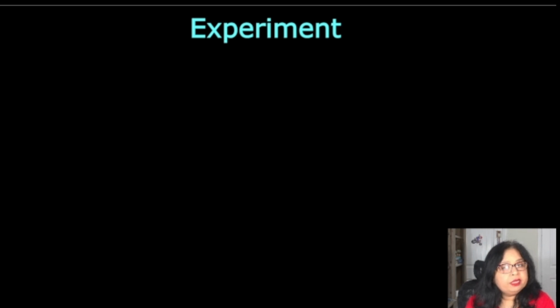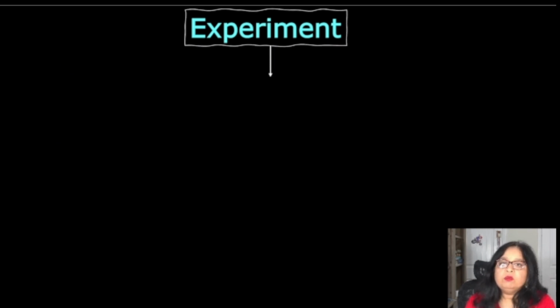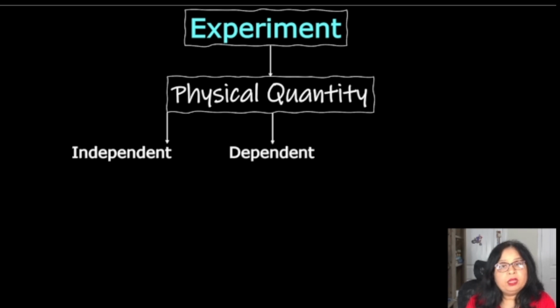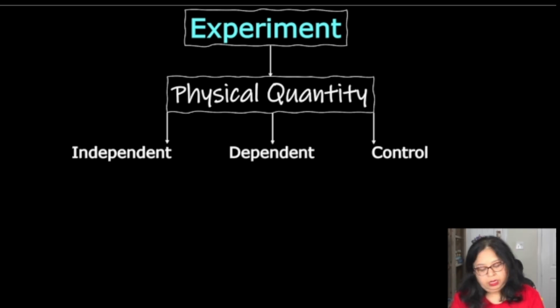Experiment. What do we do in experiments? In experiments, we measure one or more physical quantities such as mass, temperature, time, electric current, potential, etc. Now these physical quantities are of three kinds: independent, dependent, and control. What's the difference between these three physical quantities? They are also called parameters or variables. An independent parameter or variable is the one that is being changed by the experimenter.